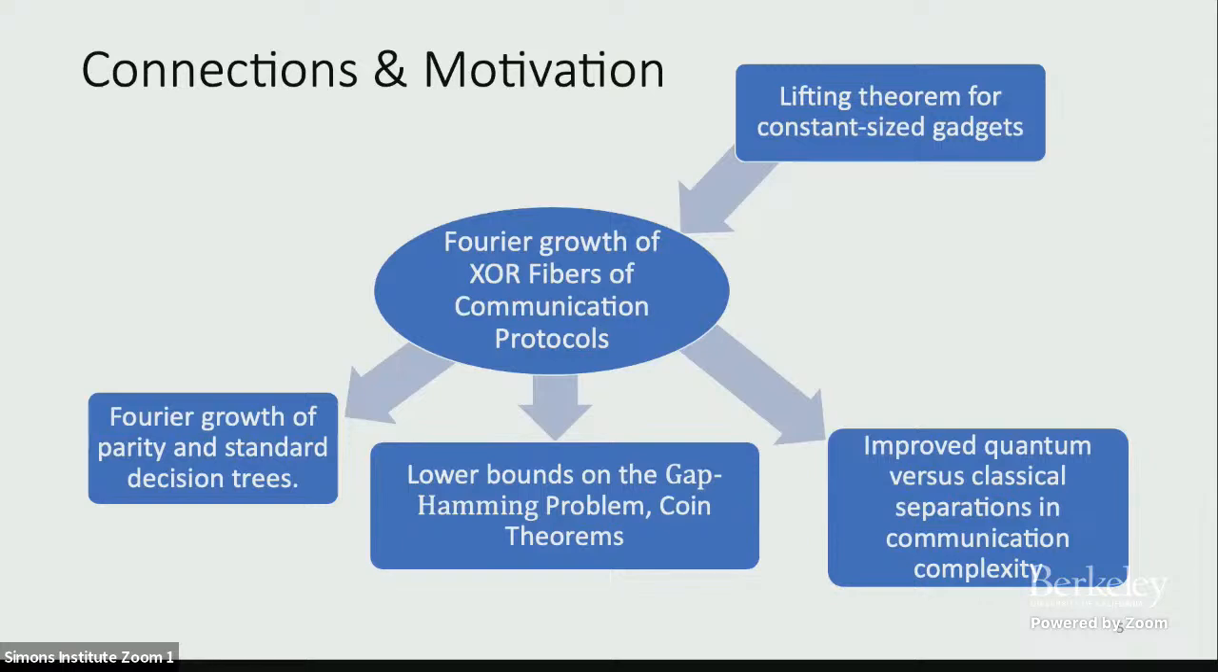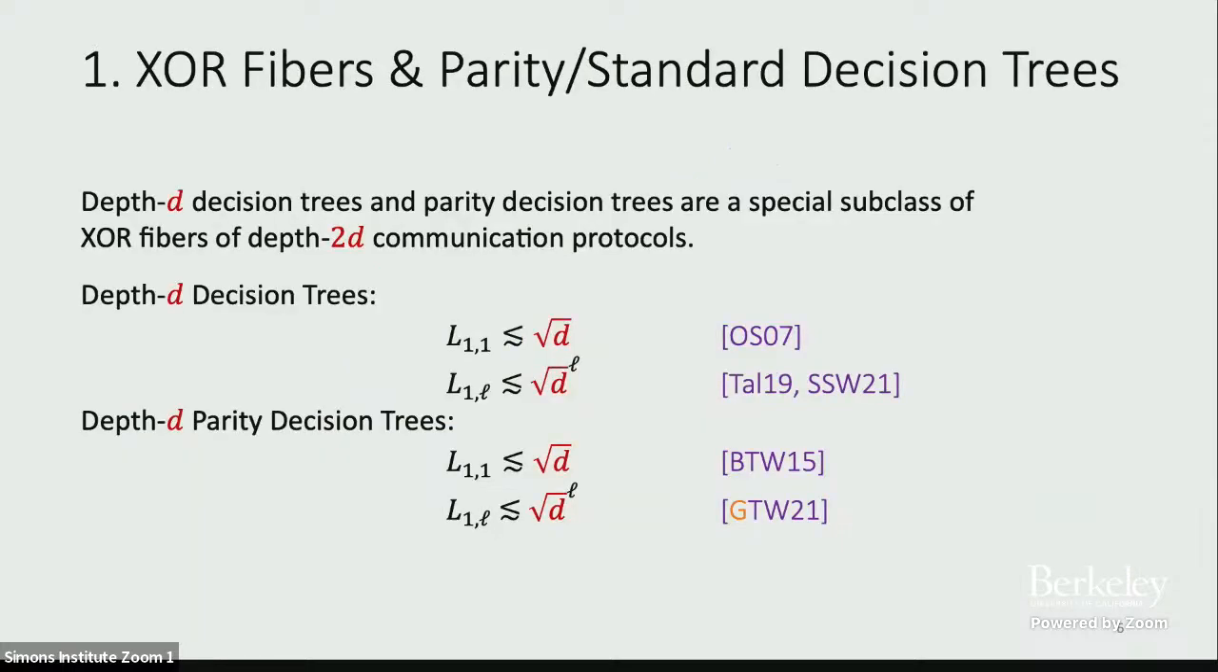It turns out that there are some applications of Fourier growth bounds for XOR fibers in these three areas, which I'll now describe. So first, what is the connection with parity decision trees and standard decision trees? It turns out that decision trees are a special class of XOR fibers, in the sense that given any decision tree, you can produce a communication protocol of twice the cost, such that the XOR fiber of that protocol is exactly the decision tree. Therefore, parity decision trees and standard decision trees are a special type of XOR fibers.